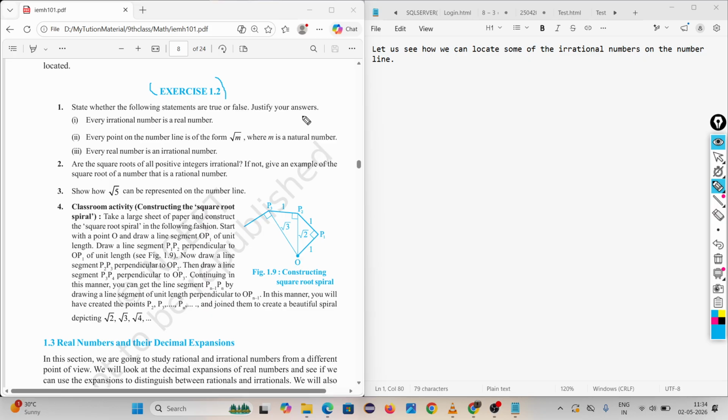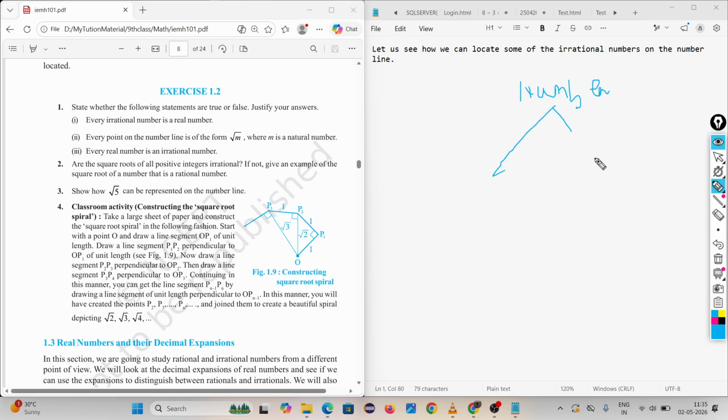First question: state whether the following statements are true or false, and justify the answer. You have to tell me whether the given statement is true or false, and give the reason why your sentence is true or false. Every rational number is a real number.